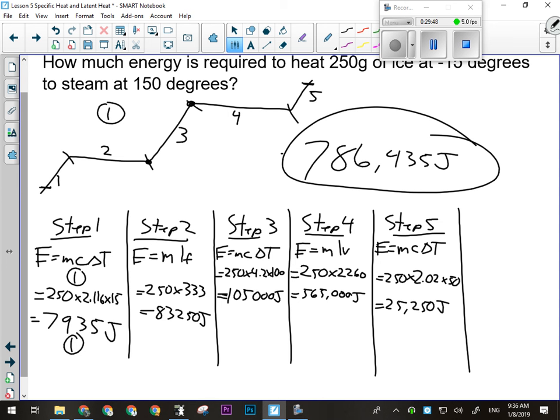Okay, so essentially we took about a cup of snow, melted it, heated it to boiling, boiled it off, and heated the steam by another 50 degrees, right? And that took 786,435 joules worth of energy. All right, questions on how that works?